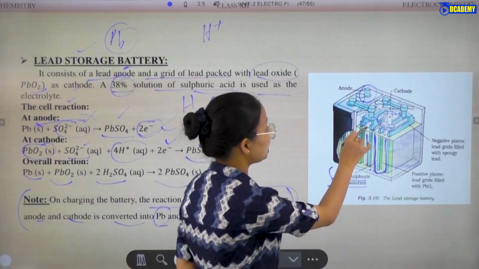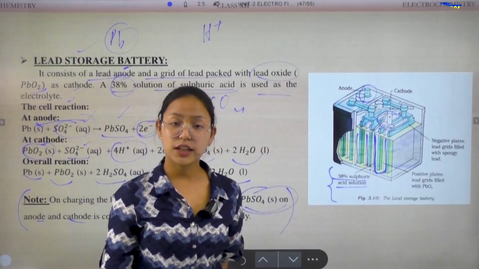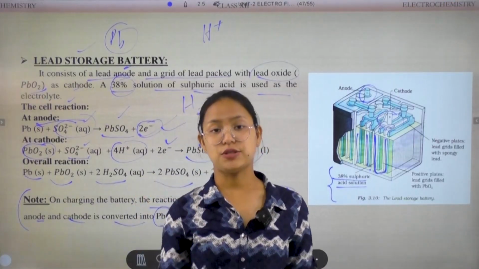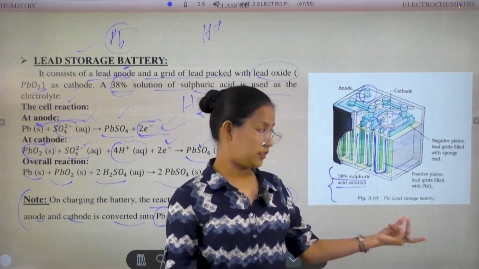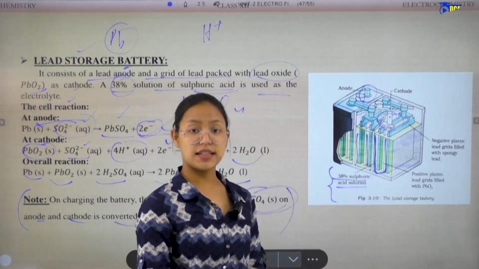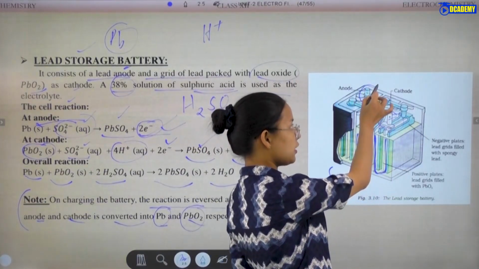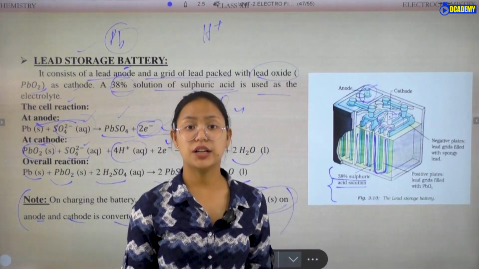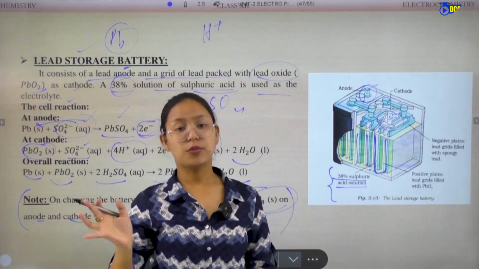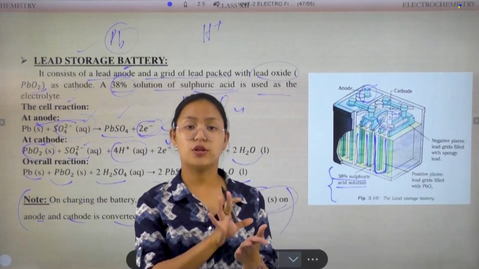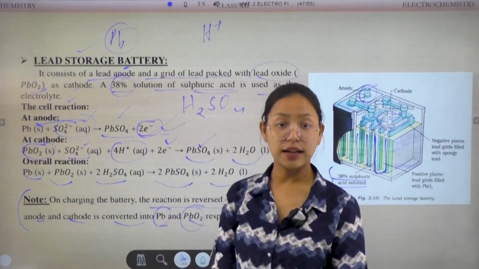Whatever is released during discharge flows as electrons. The electrons flow through the sulfuric acid. At the cathode and anode, the reaction forms lead oxide and lead sulfate on discharge, and on charging the reverse reaction happens. This is how the lead storage battery is used.